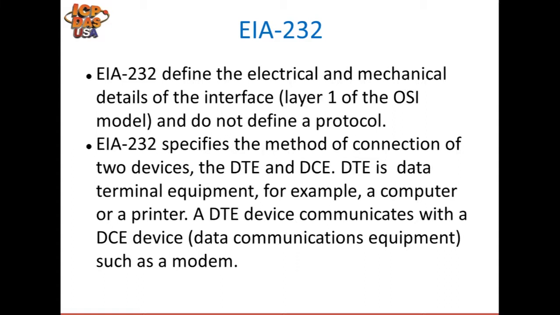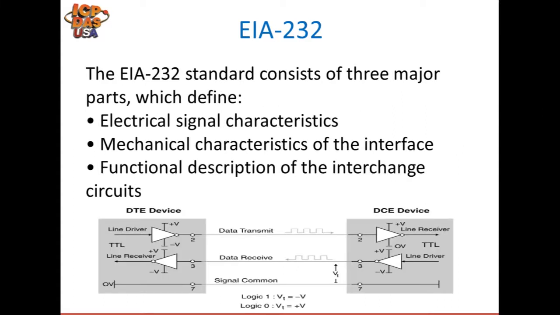The RS-232 standard consists of three major parts, which define electrical signal characteristics, the mechanical interface, and the functional description. RS-232 defines electrical signal characteristics such as voltage levels and grounding characteristics of the interchange signal and associated circuitry for an unbalanced system.